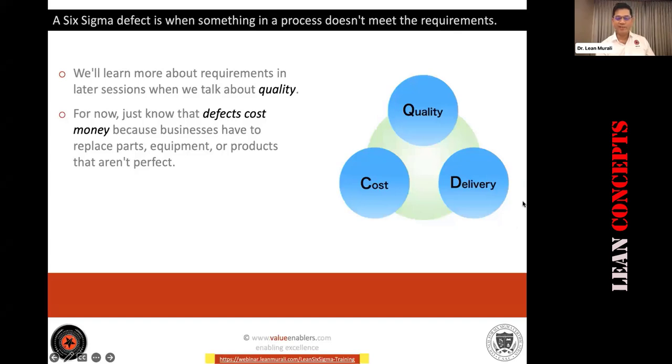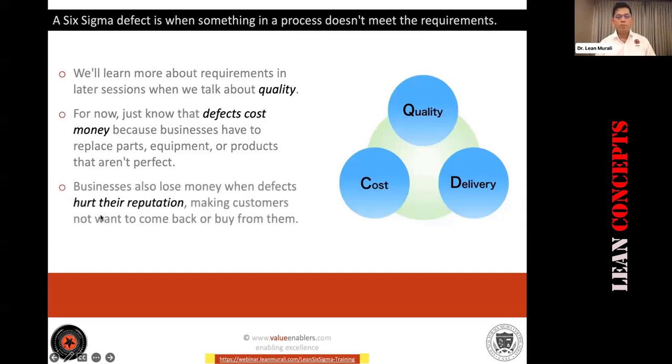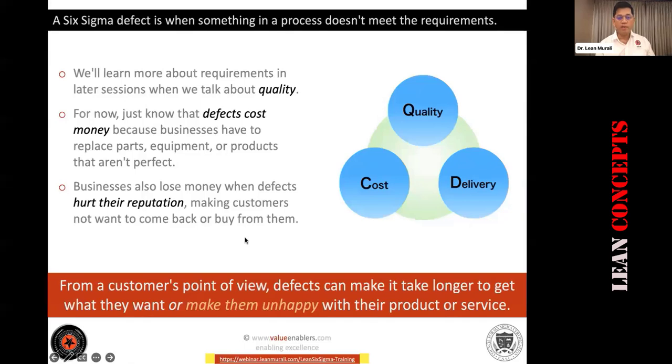The language of leaders is always money. Show me the money, right? STM, show me the money. Okay. So business also might lose money when defects hurt reputation, naturally, right? Making customers not want to come back and buy from them. So don't do that. We should always improve quality.